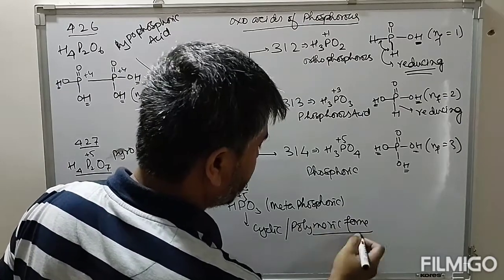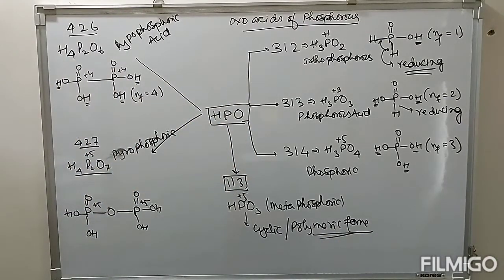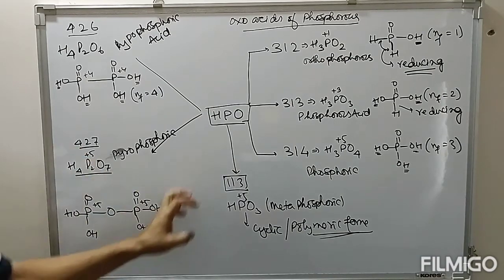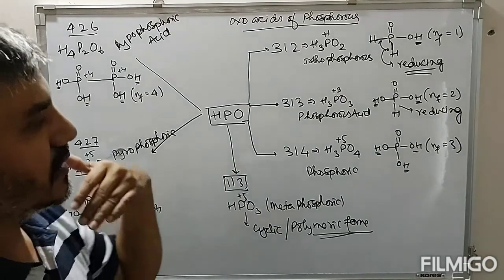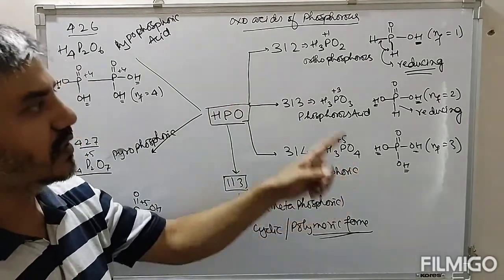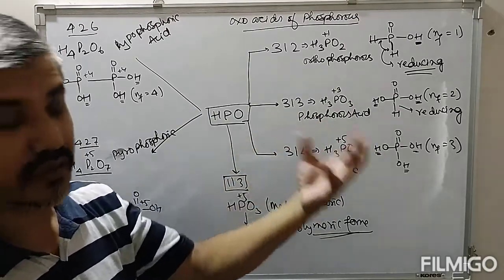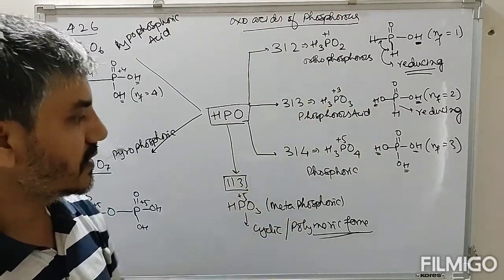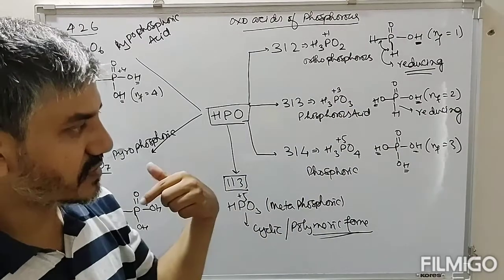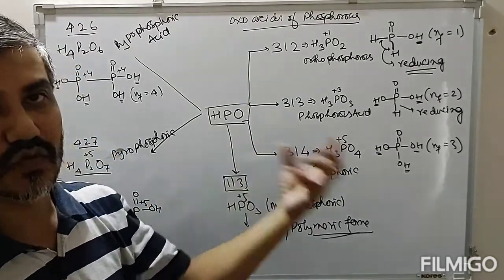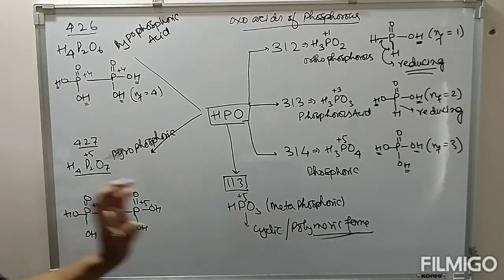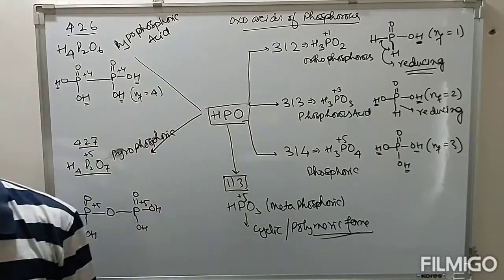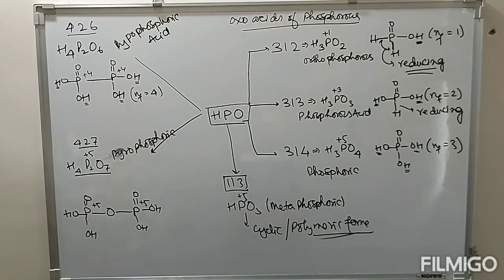polymeric forms. So these are the oxoacids of phosphorus. It's very easy to remember these oxoacids of phosphorus. For these oxoacids we have to remember the oxidation state, the structure, whether they are reducing or non-reducing, the cause of reducing, how many P=O or P-O bonds are present, along with their oxidation state, and the name should also be remembered. So these are the oxoacids of nitrogen and phosphorus of group 15 elements.